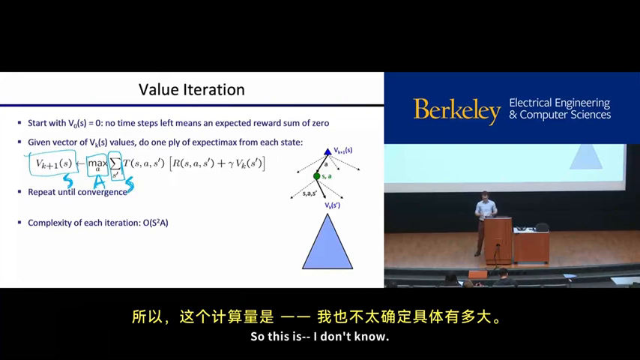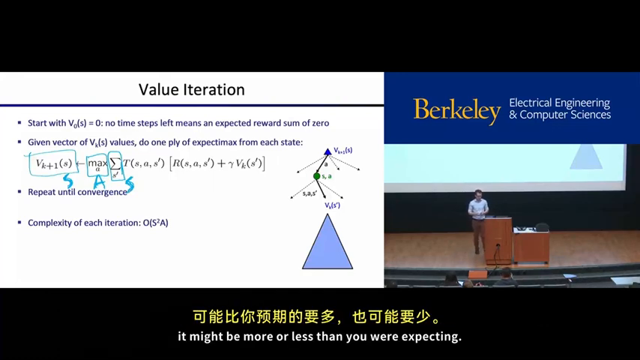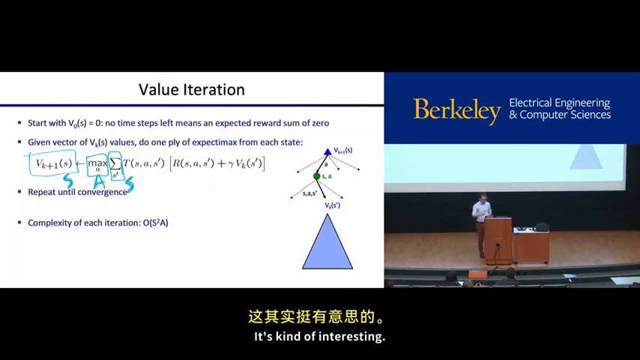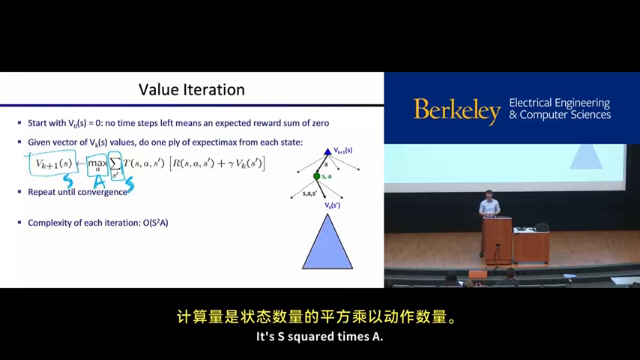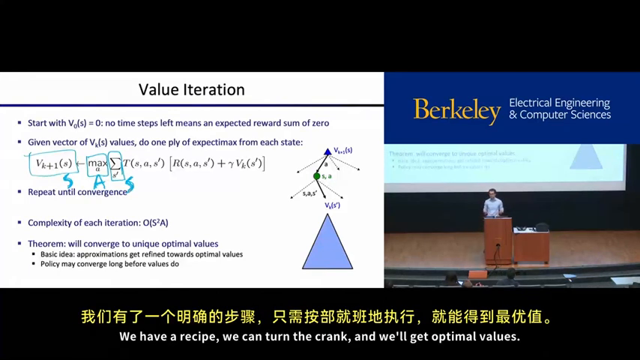Okay, so this is, I don't know what your expectations were, but it might be more or less than you were expecting. It's kind of interesting. It's s squared times a. So this will converge to the unique optimal values, and we'll get into why that is. But this is nice. We have a recipe. We can turn the crank, and we'll get optimal values.